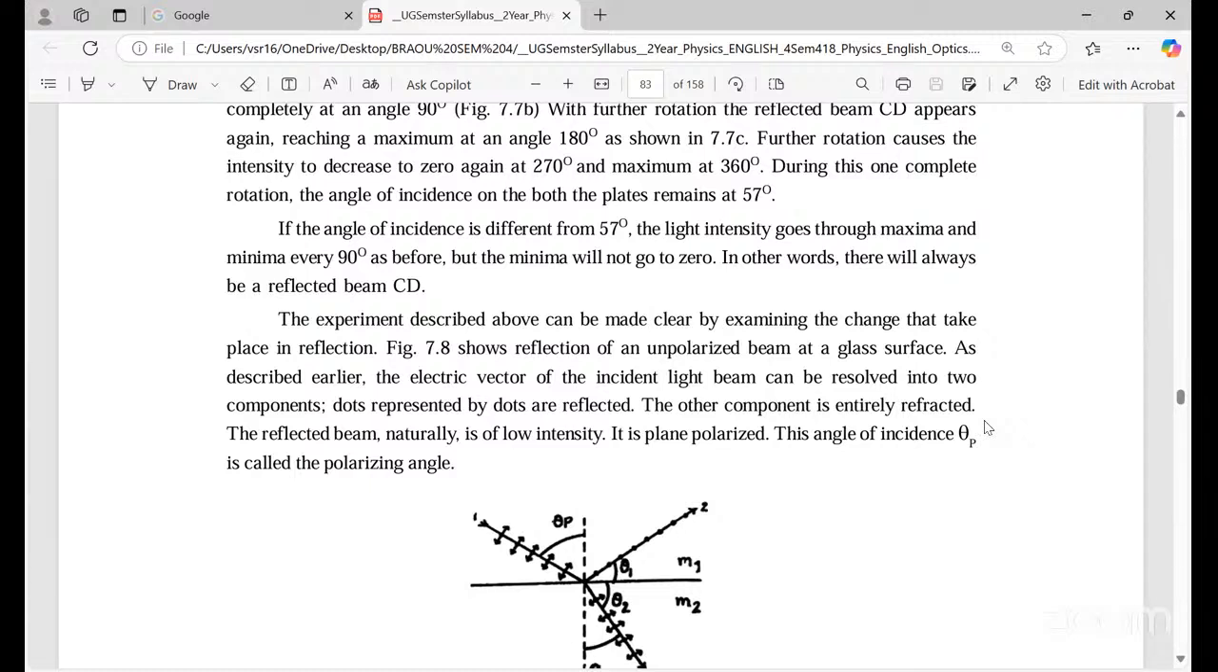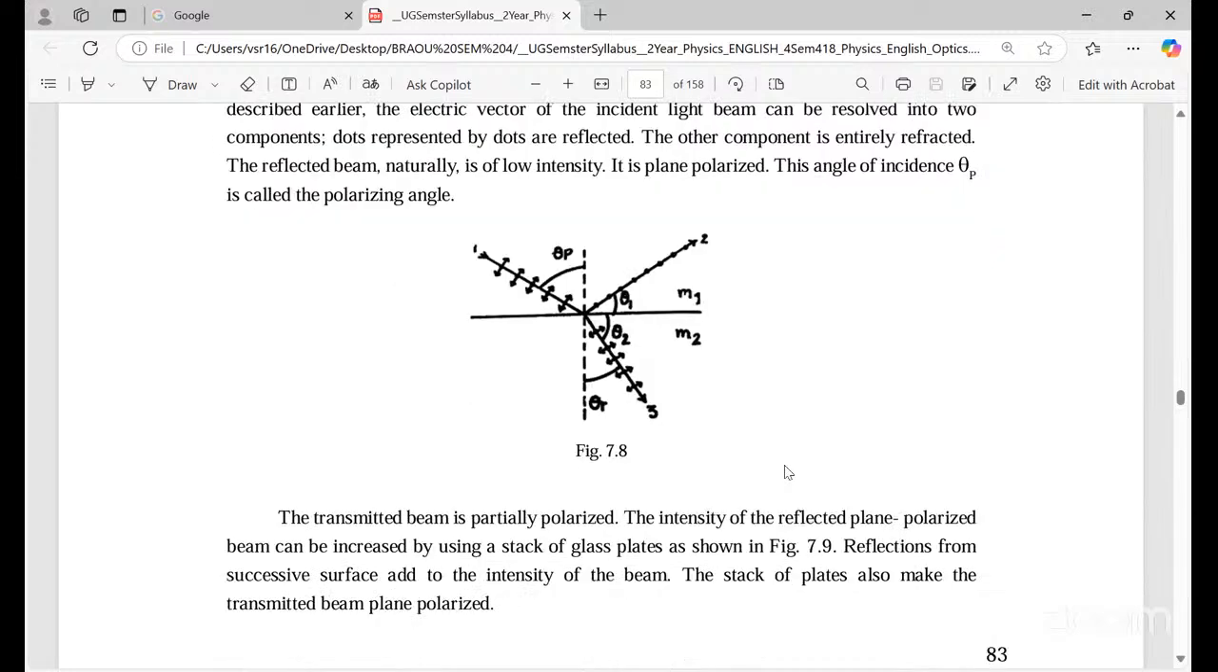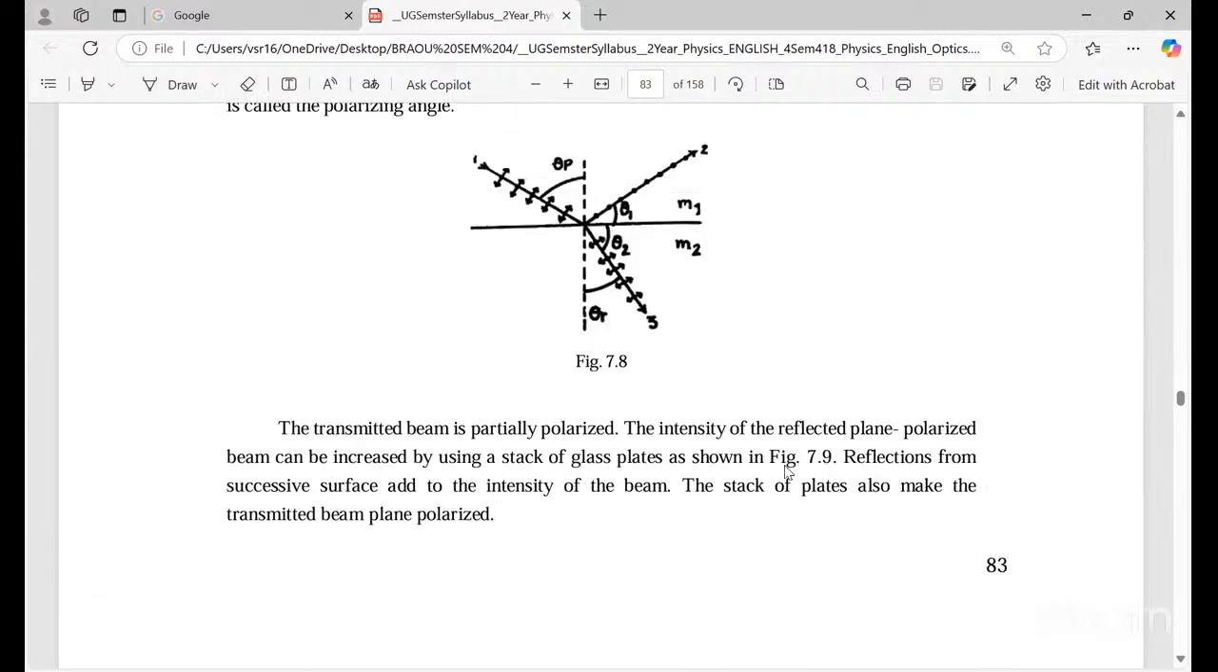The experiment can be made clear by examining the change that takes place in reflection. Suppose an unpolarized beam is incident on a glass surface, as described already. The electric vector of the incident light beam can be resolved into two components. The dotted lines represent the reflected and the refracted beams from one medium to another medium. The angle of incidence is theta p, which is called the polarizing angle. Here the transmitted beam is partially polarized.